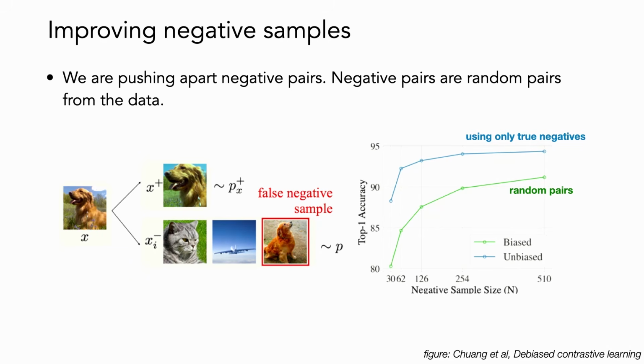If you remove all of those and use only the true negatives, you actually end up getting much higher top one accuracy downstream. But again, this assumes that you have access to labeled data for all of your data points, and that the labeled data probably needs to align with the downstream task you're interested in.